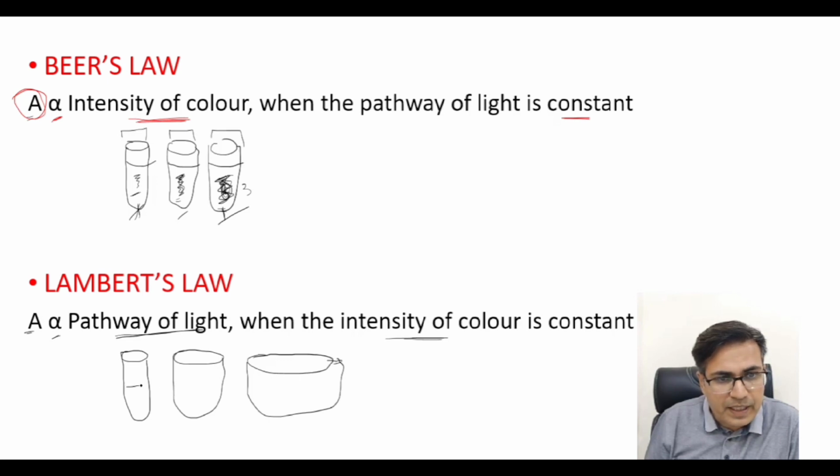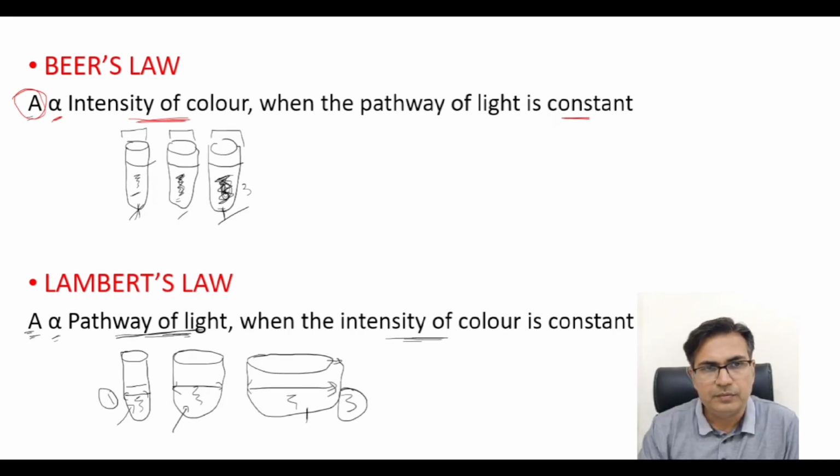Okay, so when the color is the same, but the pathway of light is increasing, absorbance will be maximum in this third one and least in this first one. Now, how do we check the intensity of color?